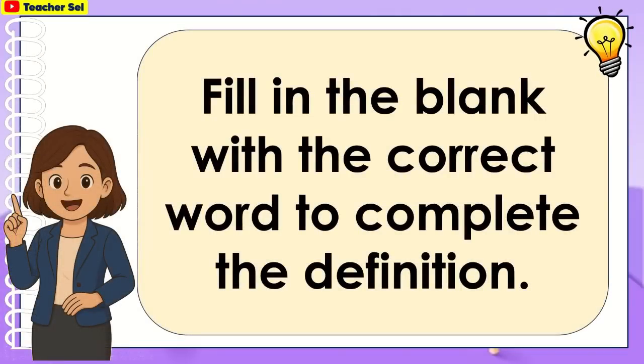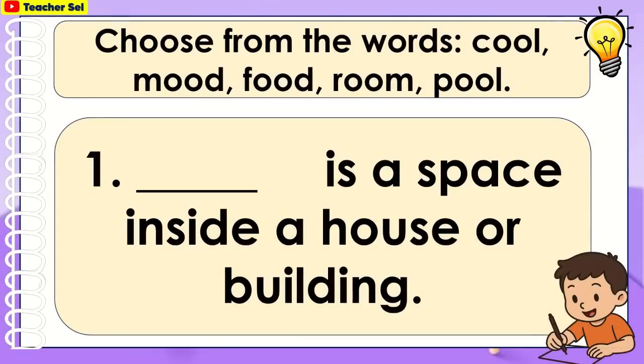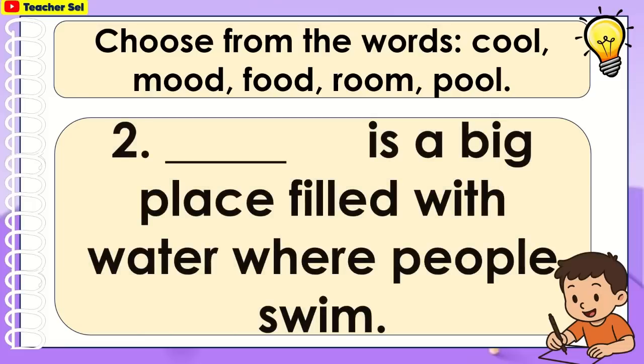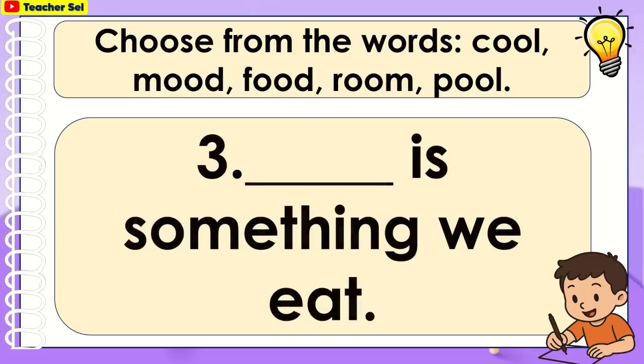Fill in the blank with the correct word to complete the definition. Choose from the words school, mood, food, room, pool. Blank is a space inside a house or building. Room. Blank is a big place filled with water where people swim. Pool. Blank is something we eat. Food.